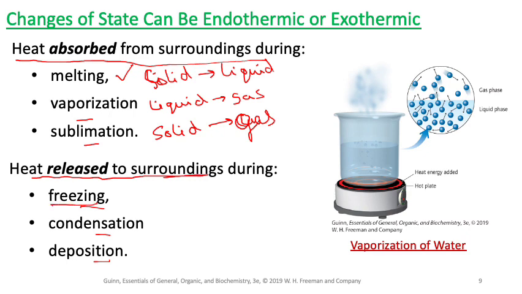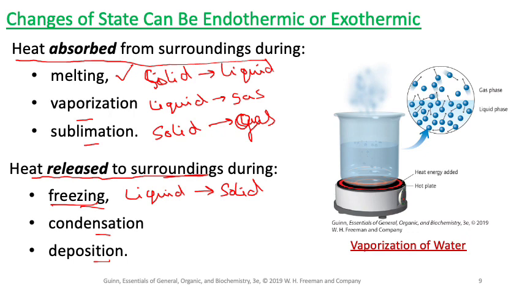In freezing. So what is freezing? Freezing means when liquid converts into a solid form, right? For example, ice. When you freeze a liquid like water, it converts into ice, which is a solid form. So what happens during this?